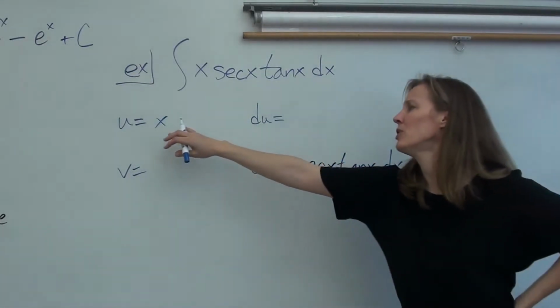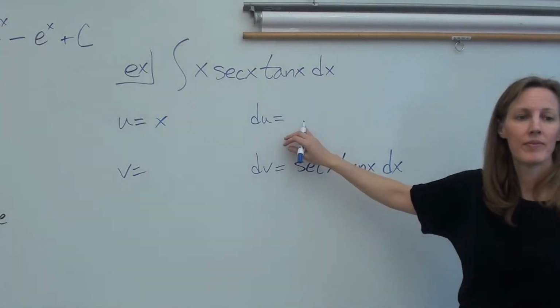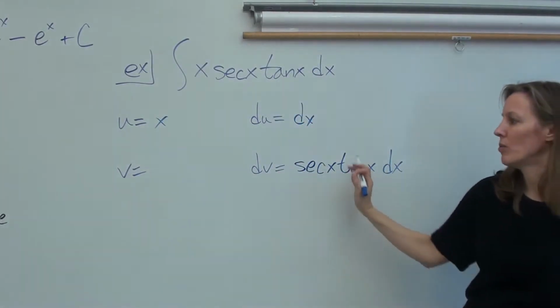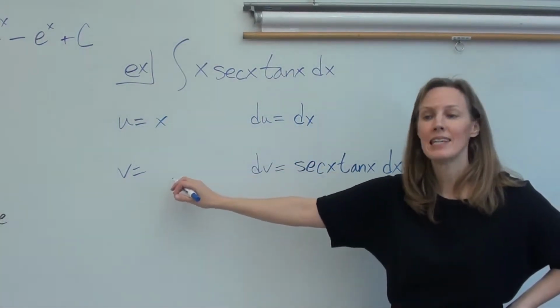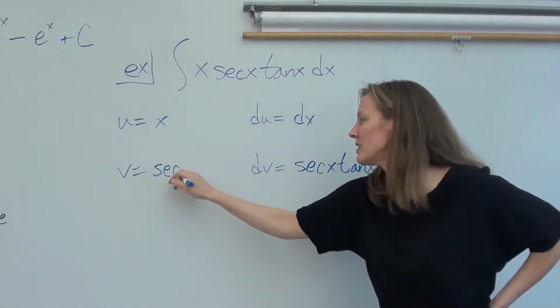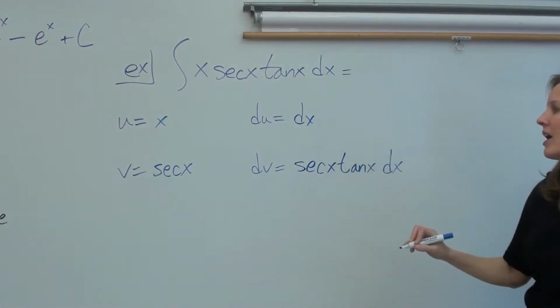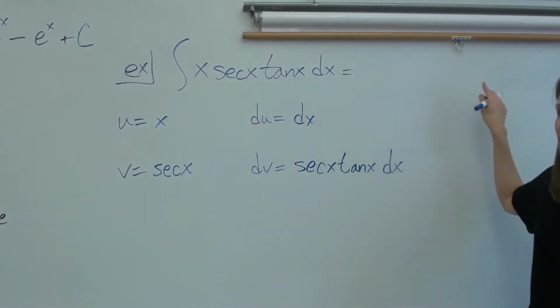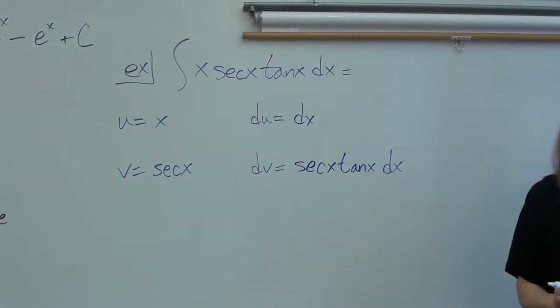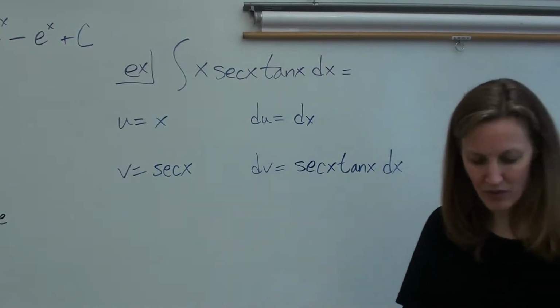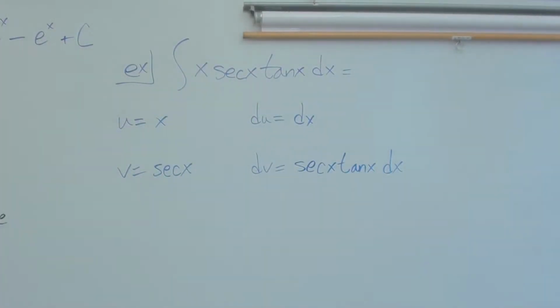So if u is x, what's du? dx. If dv is secant tangent, what's v? Secant, because the antiderivative of secant tangent is secant. All right, everyone take a minute and write what this is equivalent to and see if you can find your final answer. Might have a little tiny blast from the past in this one.